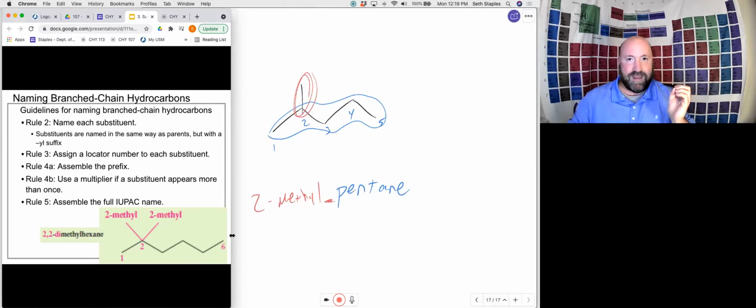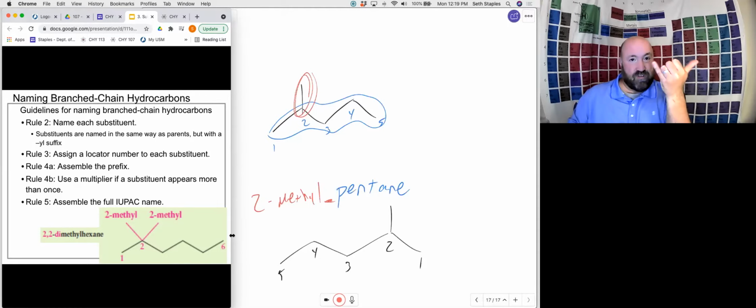There's 2-methylpentane. Now, it would be the same name. It would be the same exact compound like this. Remember, we're going to number in such a way that we end up with our lowest numbering system. So now we would number this 1, 2, 3, 4, 5. Because those are just mirror images of each other. Same compound, just a mirror image.